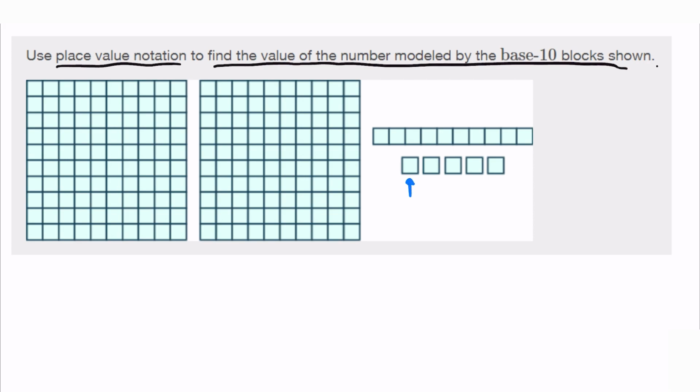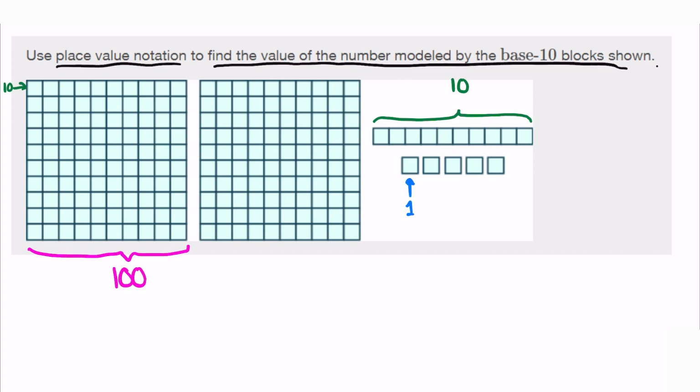Each of these small blocks represents the number 1. This rod here has 10 small blocks, and we know that each of these small blocks represents 1. Therefore, we can say this rod represents 10. And finally, these large squares here have 10 sets of rods, and we know that each rod has 10 small blocks. Therefore, each of these large squares represents 100.